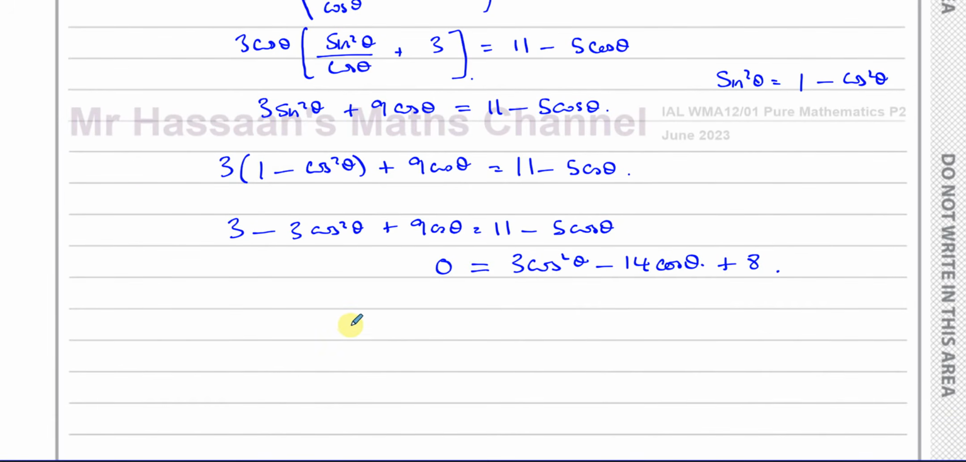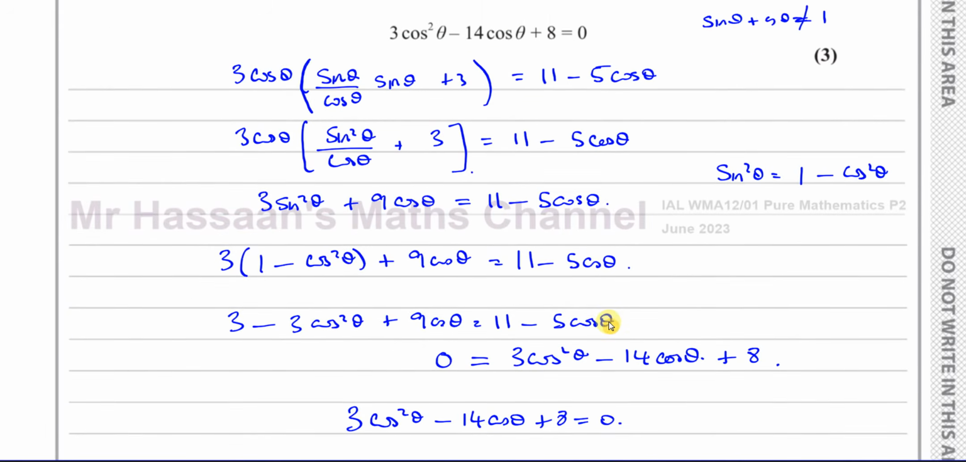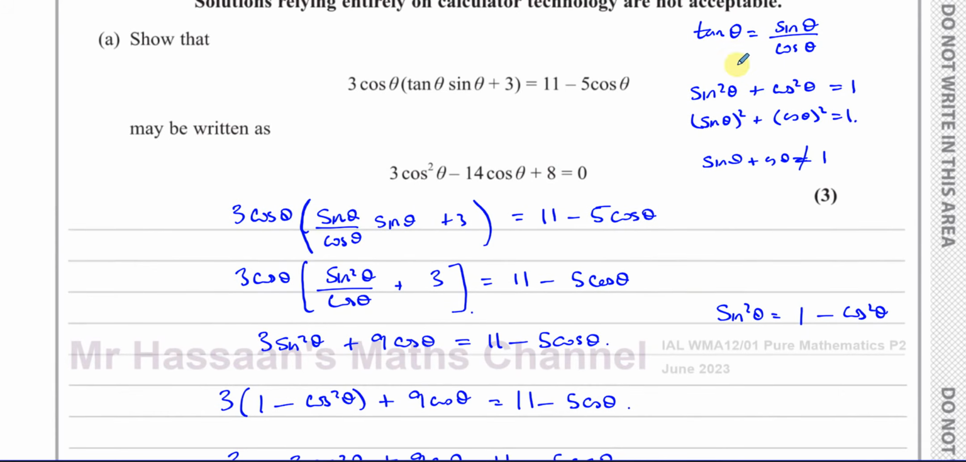So we can just rewrite it: 3 cosine squared theta minus 14 cosine theta plus 8 equals 0. So there we have the answer to part A, just using these two identities basically to rewrite this in this form.